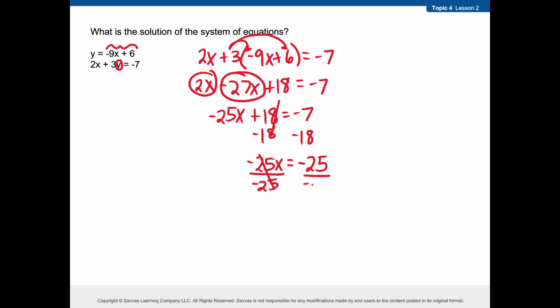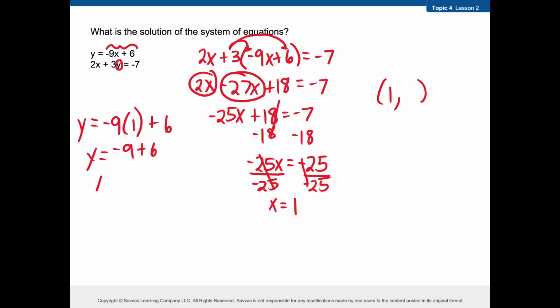Divide by a negative 25. Negative divided by negative is positive, and a number divided by itself is always 1. So right now my answer would be 1 comma a number, because 1 is my x value. Again, choosing whichever equation you want, I'm going to go ahead and do the first. Y equals negative 9 times a positive 1 is a negative 9 added to 6, and y equals a negative 3. So my answer is 1 comma negative 3.